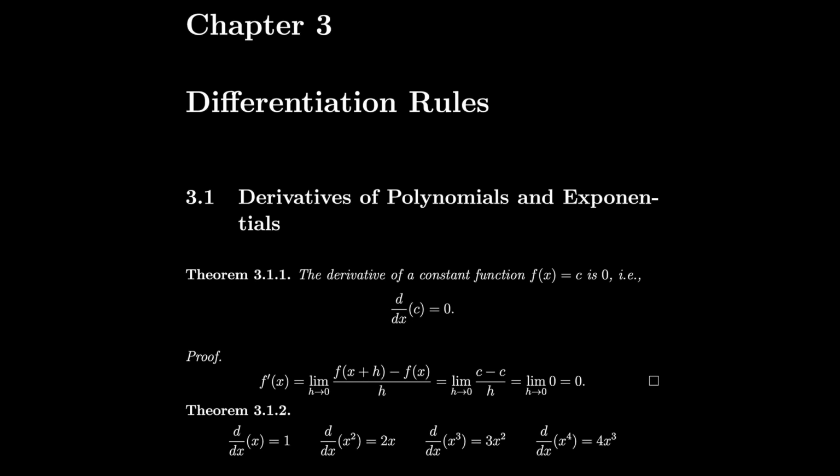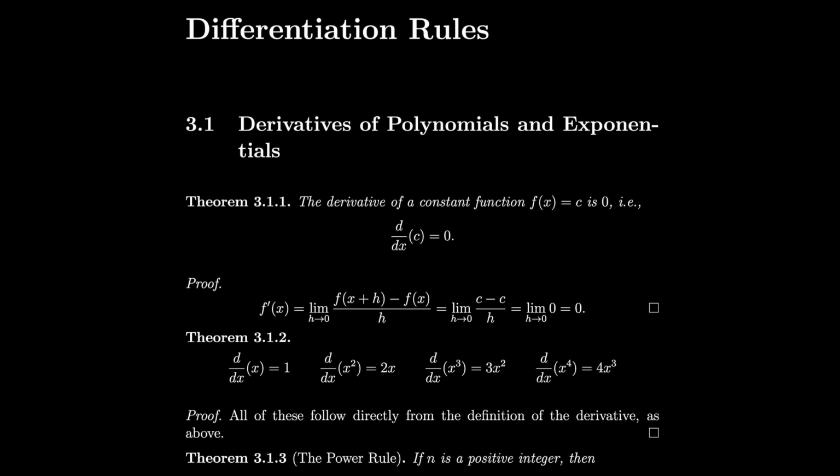For a proof, if we have f prime of x, remember that's equal to the limit of f of x plus h minus f of x over h, as h goes to 0. Our constant is a function, so that means that f of x is the same as f of x plus h. Plugging in anything isn't really plugging in anything. So we end up with c minus c in our numerator, which is just 0. So our limit is 0.